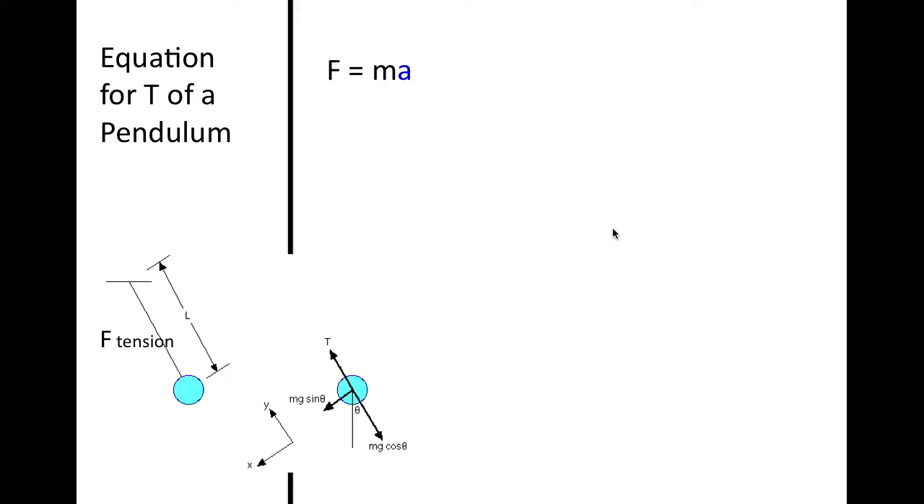We begin with F equals ma, which is true for all objects. We also know that acceleration for simple harmonic motion is a equaling negative omega squared x, which gives us F equals negative m omega squared x. That is just from substituting acceleration into the F equals ma equation.